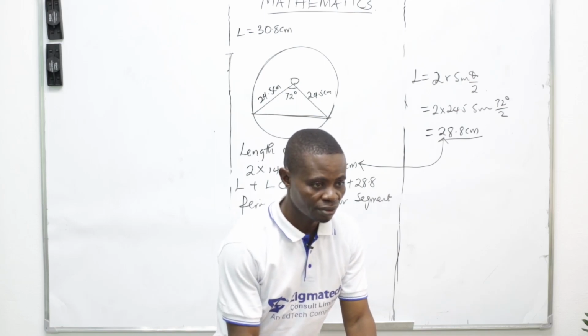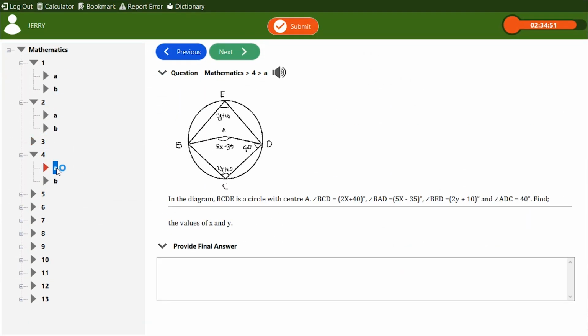Next question. 4a. I'm saying a circle geometry there. That is, in the diagram, BCDE is a circle with center A. Then angle BCD equals 2x plus 40 degree. Angle BAD, open bracket, 5x minus 35. Angle BED equals, open bracket, 2y plus 10 degree. And angle ADC equals 40 degree. Find the values of x and y.